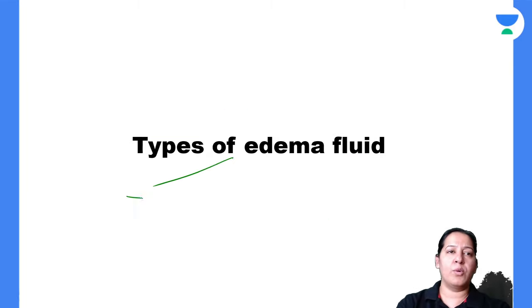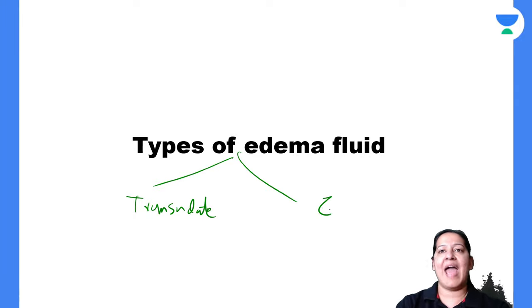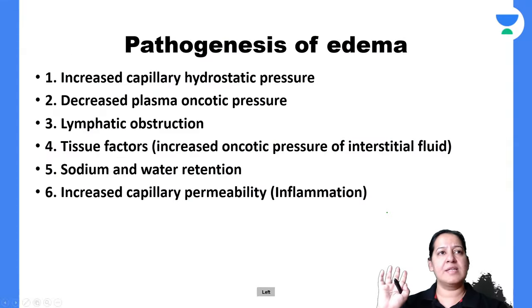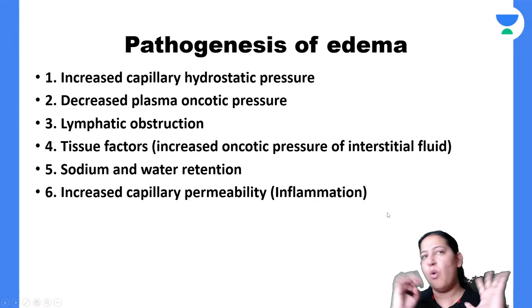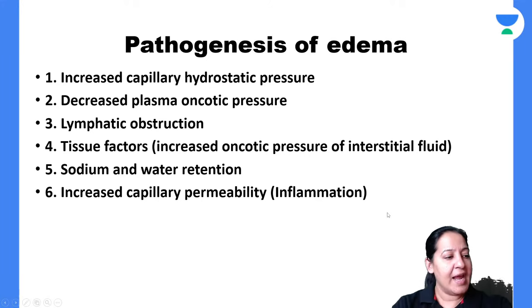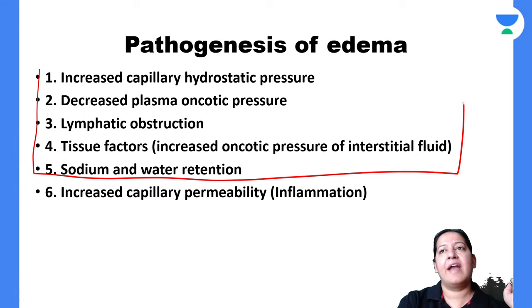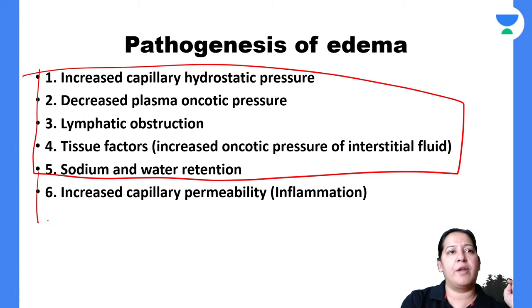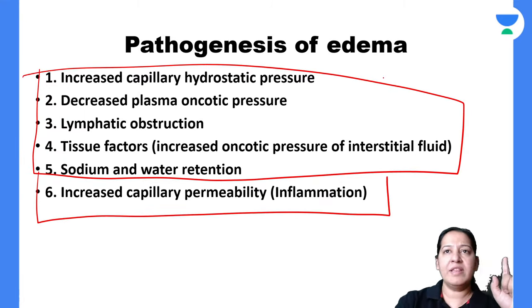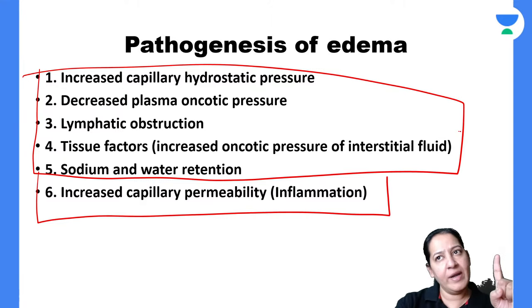There are two types of edema. One is known as transudate and one is known as exudate. There are six causes. Now, take the first five causes separately, and the last cause, that is increased vascular permeability, separately. In the first five causes, only fluid is coming out.